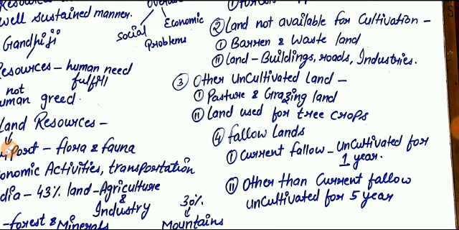Fourth is fallow lands. Fallow lands also consist of two types: current fallow and other than current fallow. Current fallow means land on which cultivation is not done for one year, and other than current fallow means land on which cultivation is not done for more than five years. So these are the fallow lands.